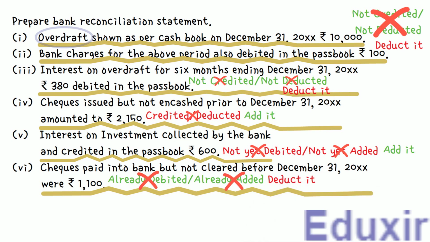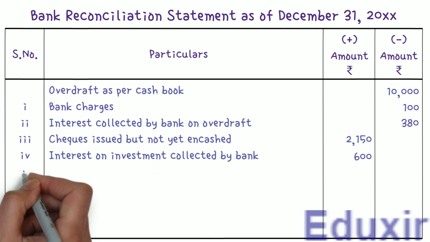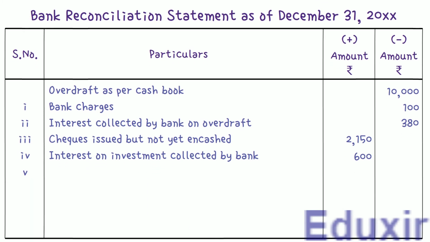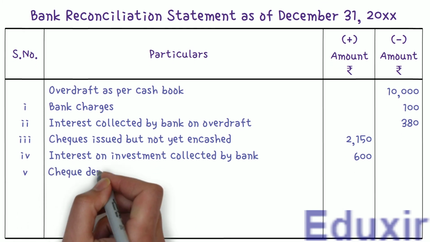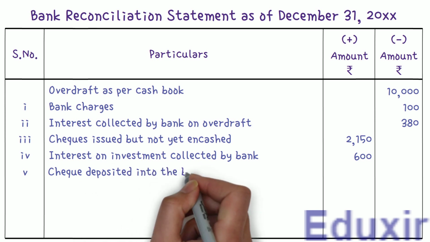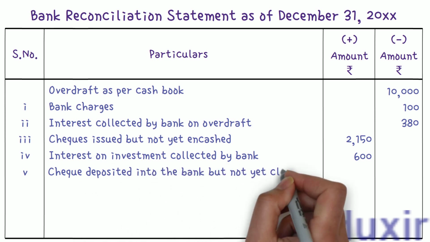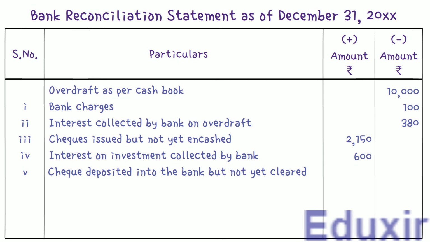With this analysis at our disposal, let us now proceed with the recording of these details into the bank reconciliation statement. Let us first write the serial number. Let us then write the particulars as check deposited into the bank but not yet cleared. Let us now write this amount of 1100 rupees in the minus amount column. That completes the recording of these details into the bank reconciliation statement.